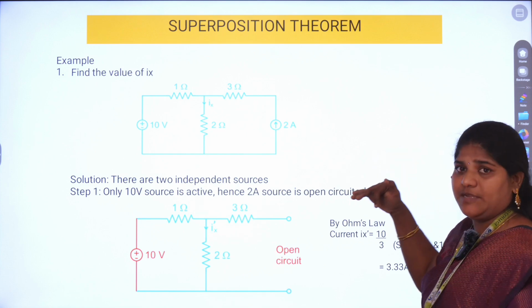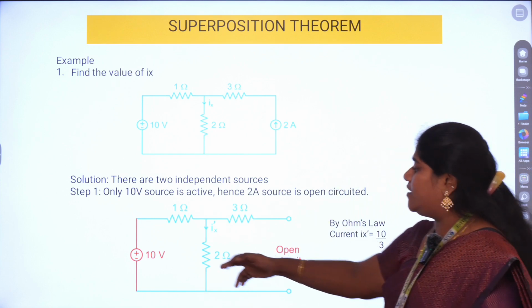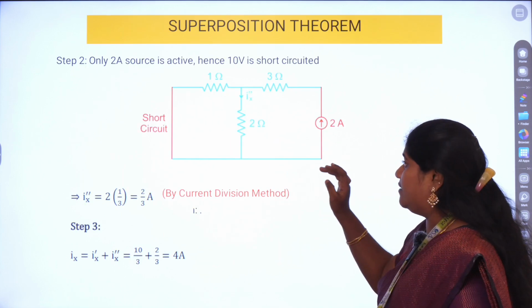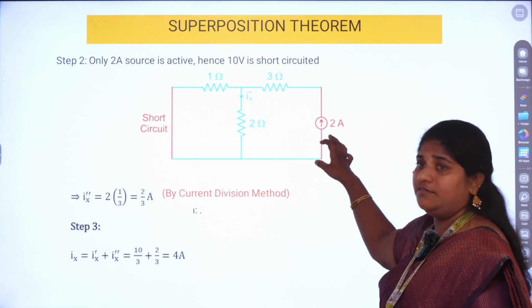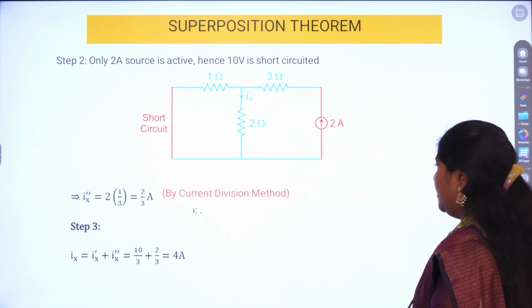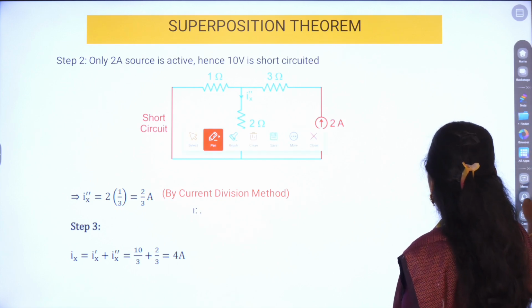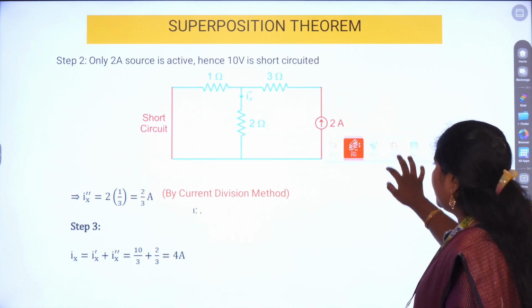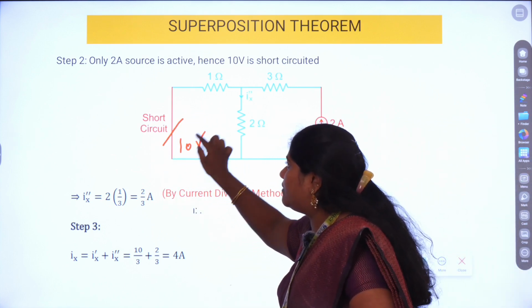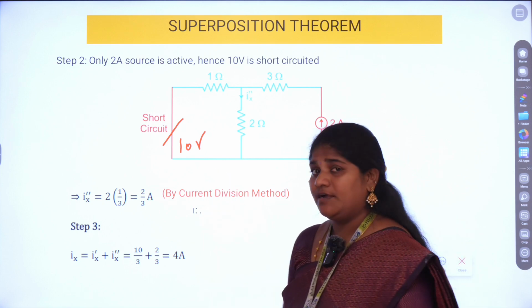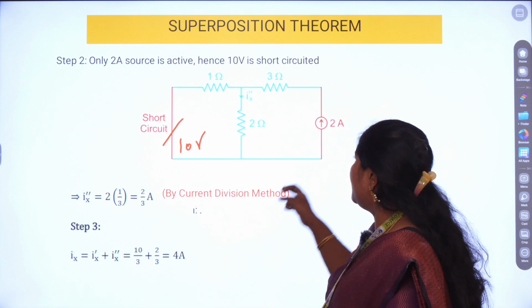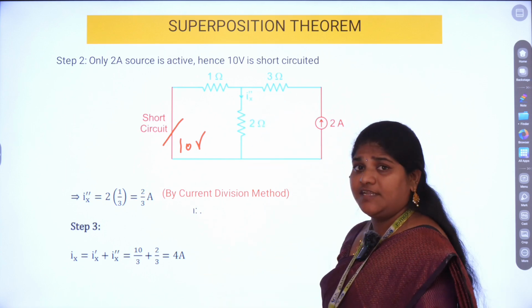Now the second step has to be done, because earlier we used only the 10 volt source, neglecting the 2 amp source. Now the same should be done in reverse. The 2 amp source is active and we are making the 10 volt source inactive. As we all know very well, a voltage source can be marked inactive by short circuiting it. Earlier you had a 10 volt source here, now I am short circuiting it so that its effect becomes negligible. Now here we have again a simple circuit with a current source and some resistors connected.